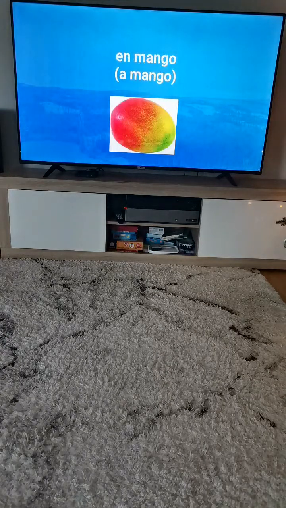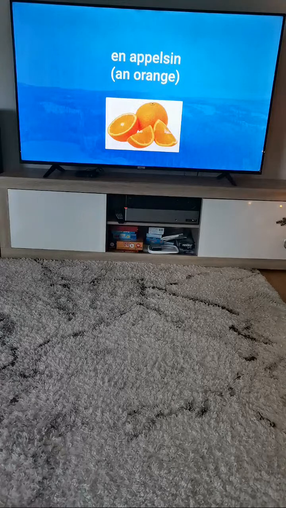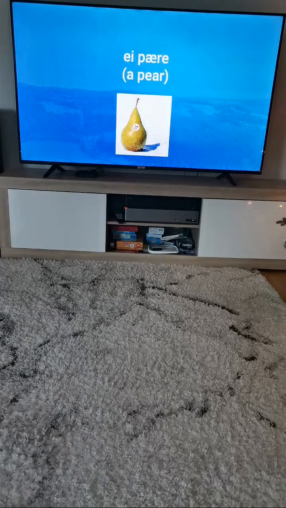Mango is en mango. En mango. Orange is en appelsin. En appelsin. A pear is a pære. A pære.